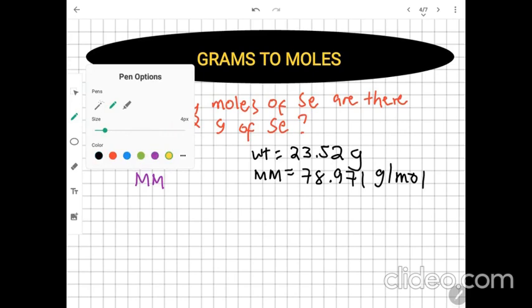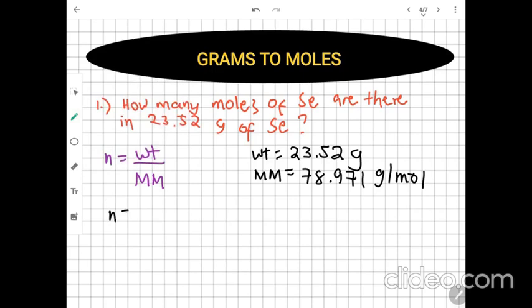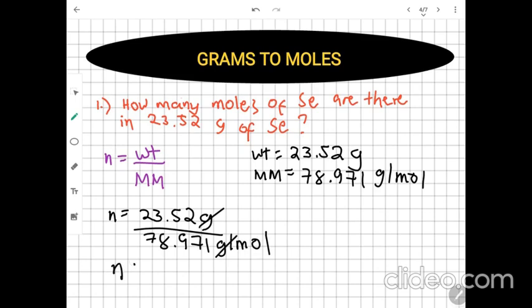Okay, I will get my calculator first. So let's use black. N is equal to your given weight, 23.52 grams, over your molar mass, which is 78.971, and the unit is grams per mole. Now you can cancel the grams, and you're left with the unit moles.